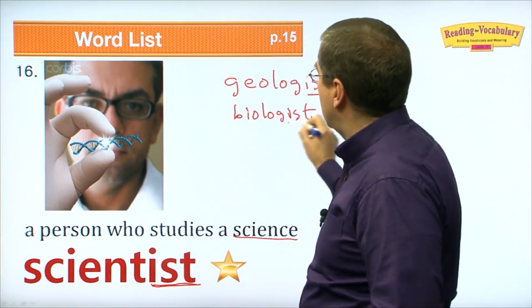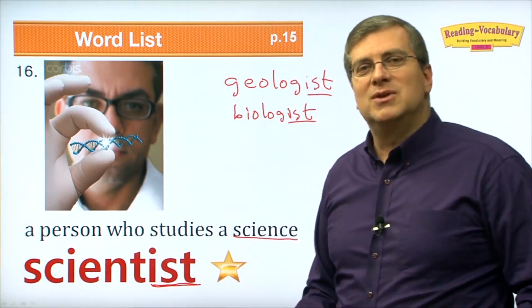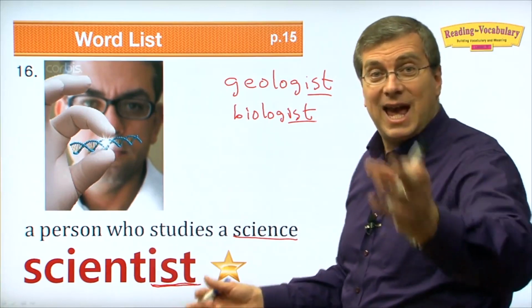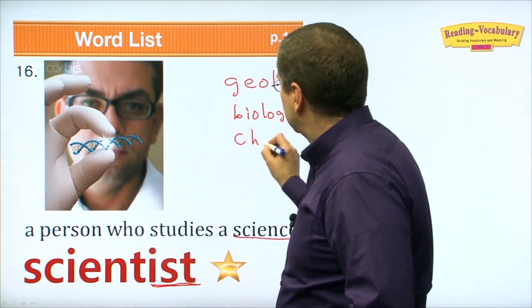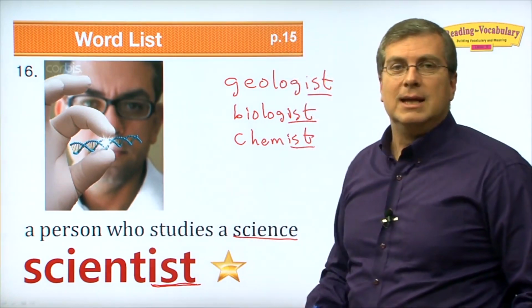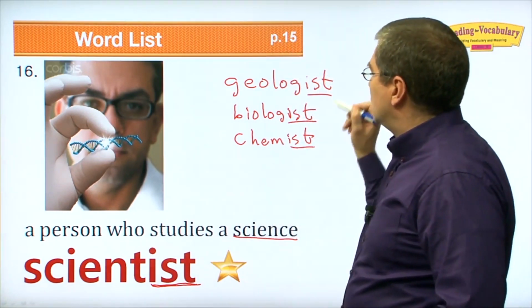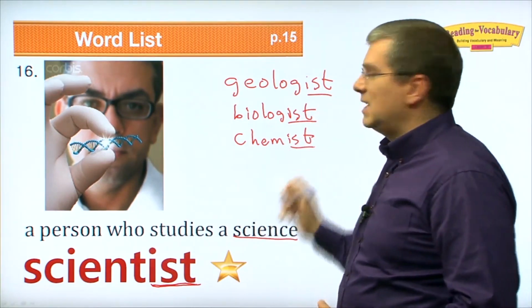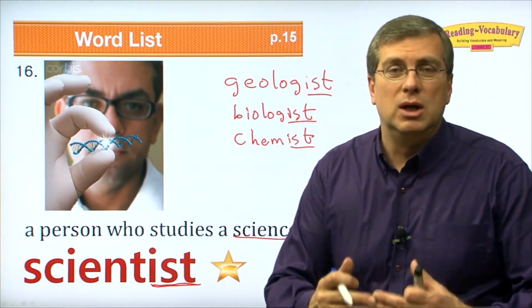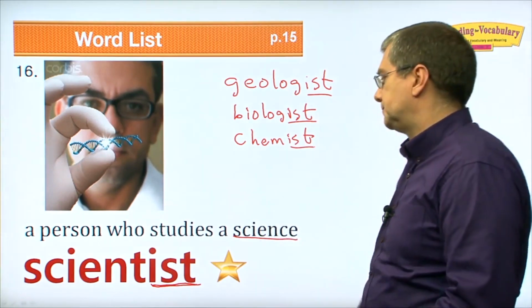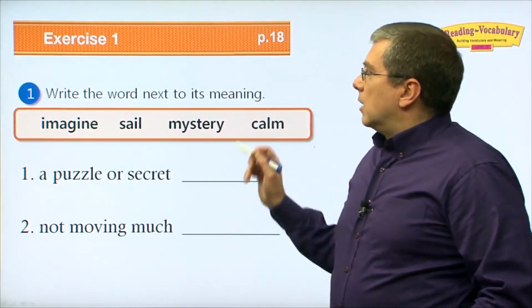People who study biology. Biologist. Wow, okay. What about people who study chemistry? Any idea? Chemist. Okay? So, geologist, biologist, chemist. These are people, usually you use IST to talk about the people who study these sciences. Okay, let's review the words.